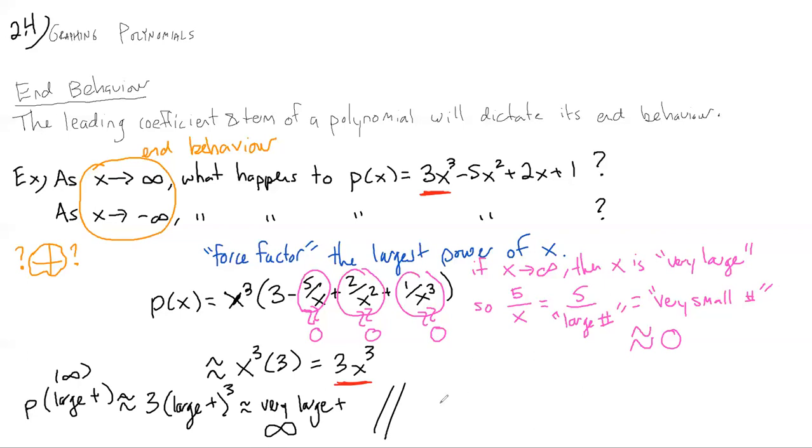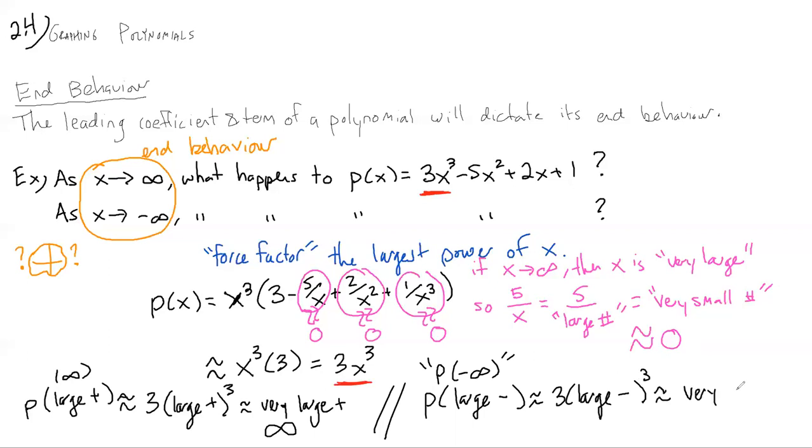And if I do the same thing, but with a large negative, it's my P of negative infinity. That's terrible notation. Don't ever write P of negative infinity. So I'll put quotations around that. That's basically looking at P of a large negative. And so this would be basically 3 times a large negative cubed. And if I cube a negative, I still have a negative. And so this would be negative infinity. And so that's going to actually tell me these behaviors.